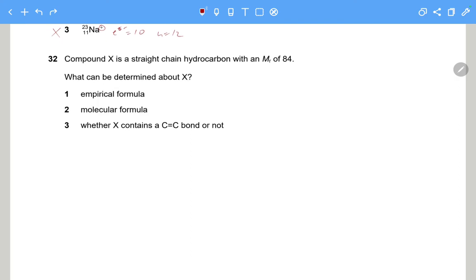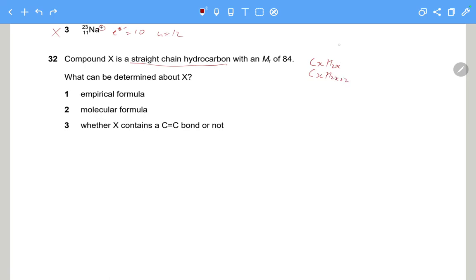Question 32. Compound X is a straight chain hydrocarbon with an Mr of 84. And what can be determined about X? So it's a straight chain hydrocarbon, which means it can either be an alkene or an alkane. Alkene will have formula CxH2x. Alkane will have the formula CxH2x+2.